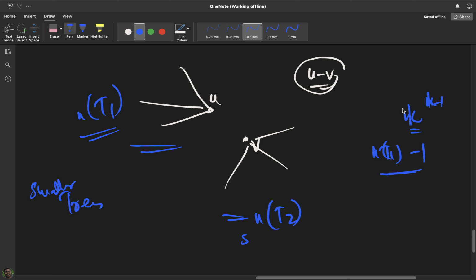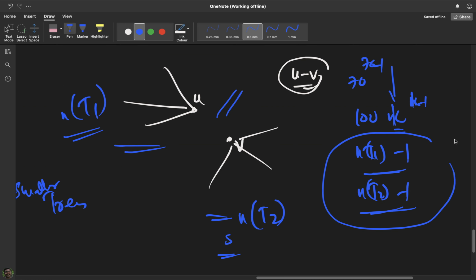Why? We have assumed that all trees with up till k vertices have k minus 1 edges. Suppose your k is 100. This component cannot have more than 100 vertices, because it's a part of that original graph. So it may have some 70 vertices, which means the number of edges it can have is only 70 minus 1. Similarly, the second component also has less than k vertices. Since this is also a tree, it will have n of T2 minus 1 edges. So these are the number of edges in both components.